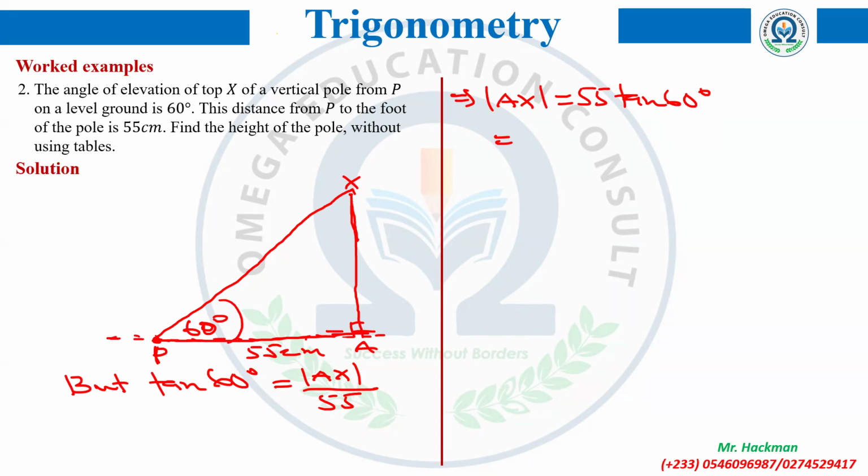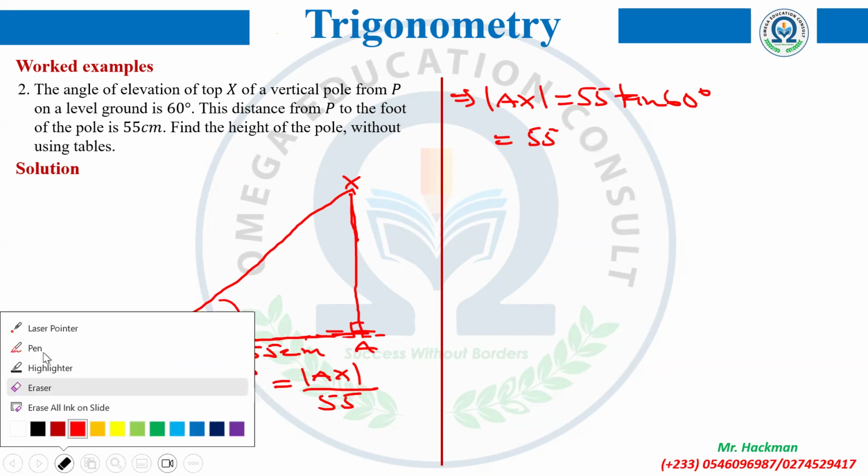Root 3. Okay, so that is tan 60. That's going to give you 55 times what? Root of 3. Am I right? Yes, sir. So 55 times root 3, the same as 55 root 3. Let me clear it and write it well. If you immediately leave your answer in decimal, we'll know that you used your calculator. So take notes. Is that clear?